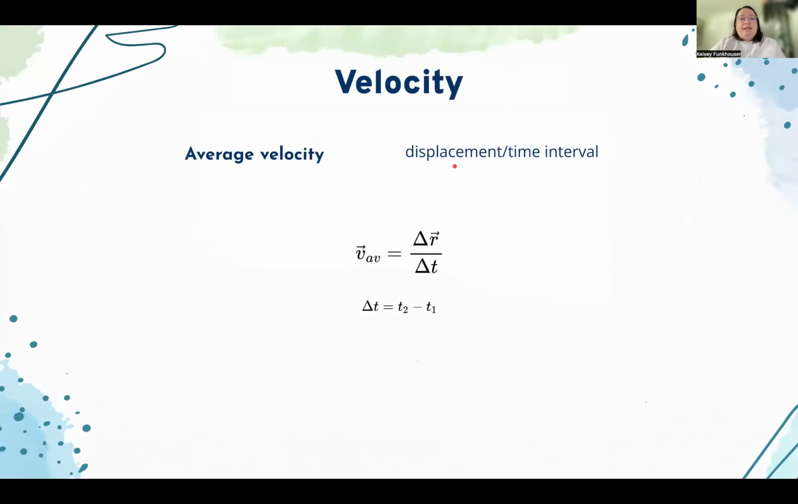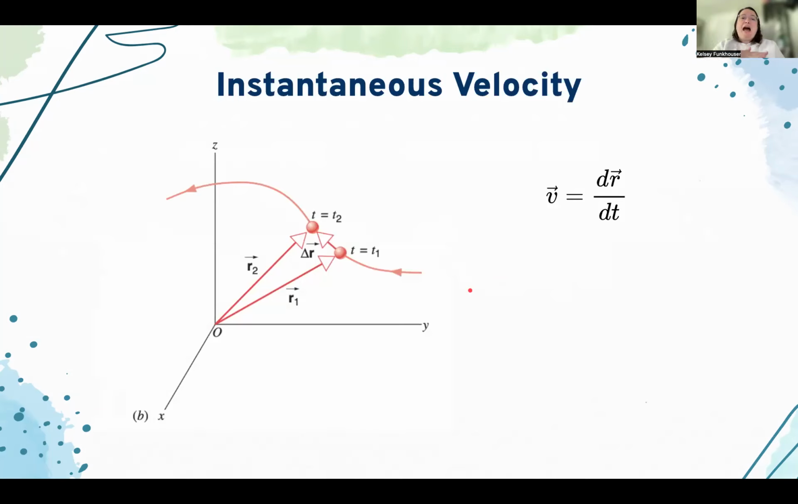Next, we want to talk about velocity, specifically average velocity first, which is the displacement divided by the time interval. And the time interval here is the time 2 minus time 1. And the time interval is a scalar, so it's only magnitude, not direction. And so the velocity vector points in the same direction as the displacement vector, since time is not a vector. So that was average velocity, so like over a time period.